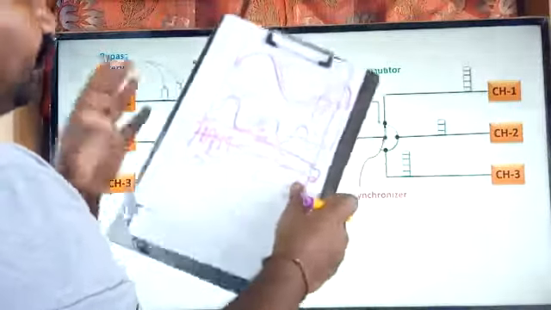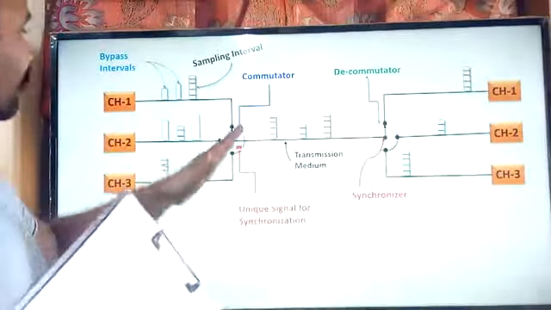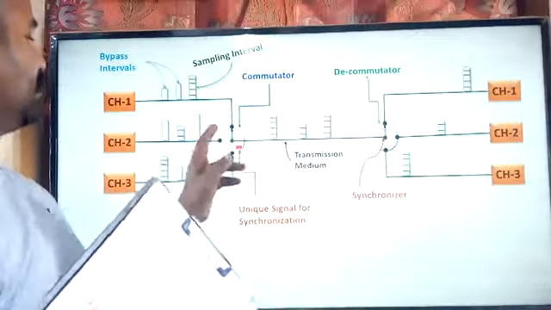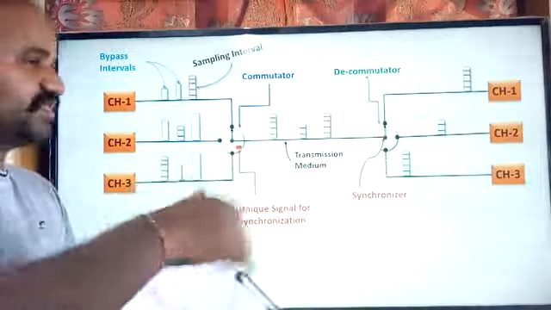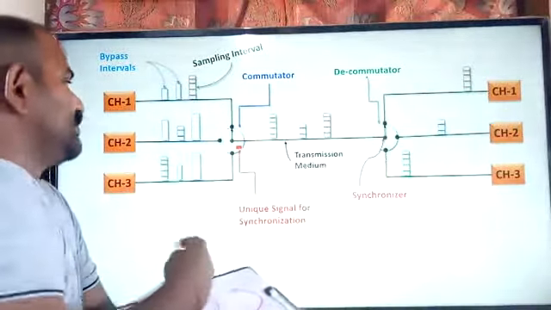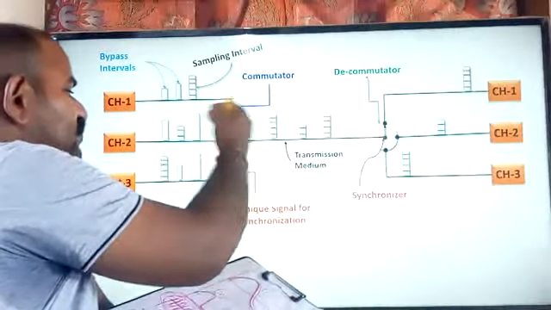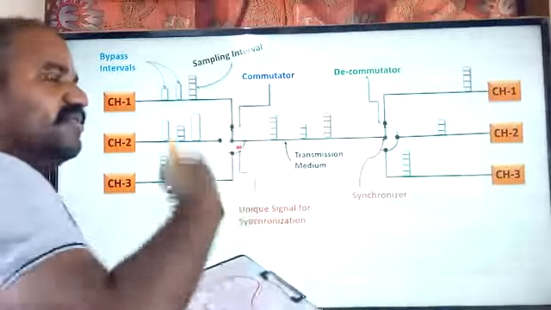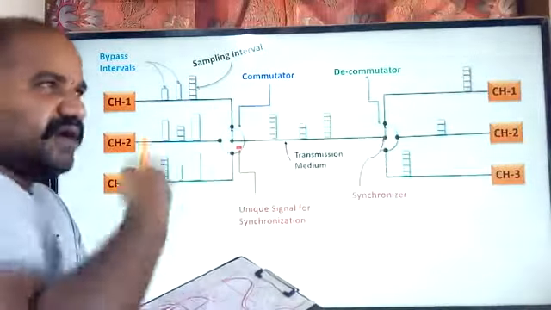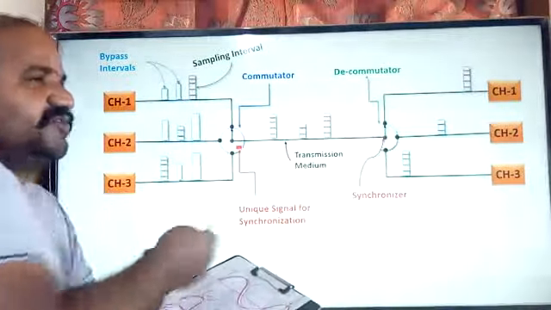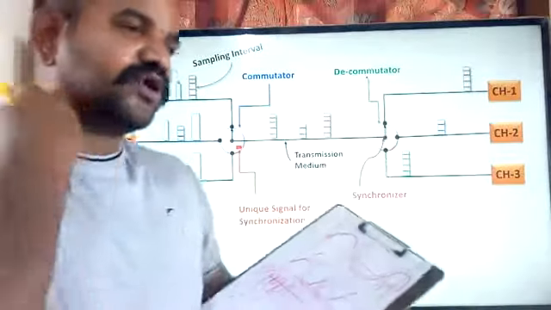That's why, when we decide with how much speed the sampling should be done: sampling is nothing but a pointer allocated for channel 1, for channel 2, for channel 3. With how much speed the allocation of this path for each individual channel should be changed, that we call the sampling rate.